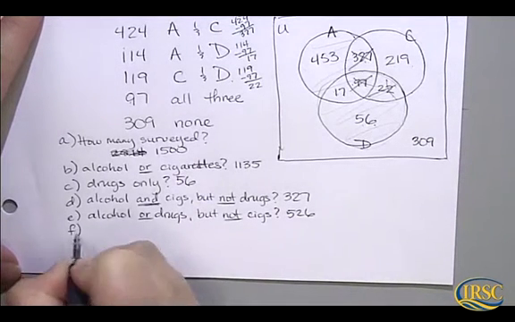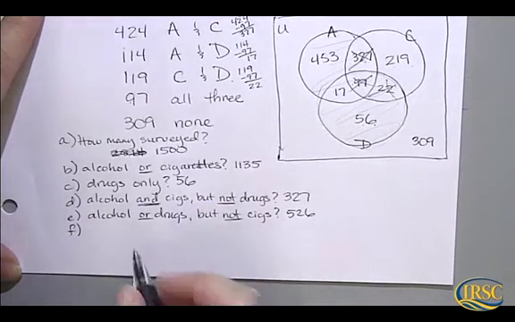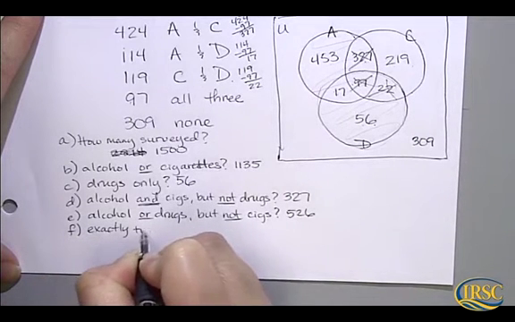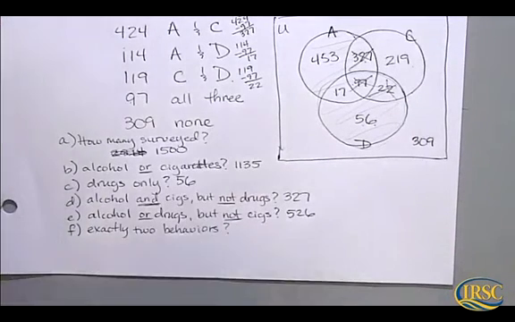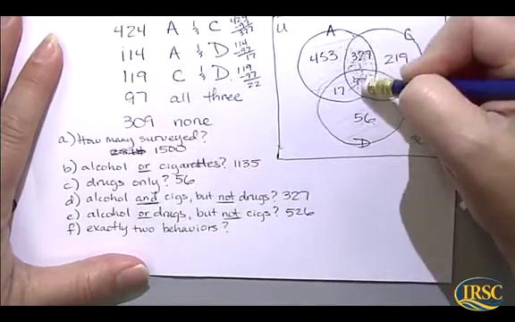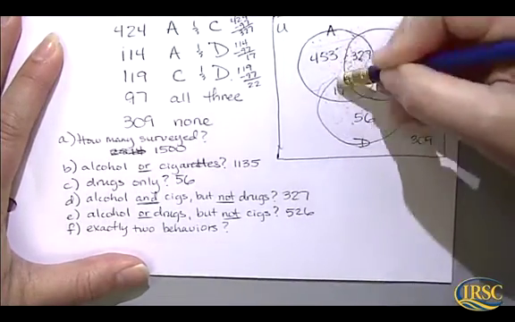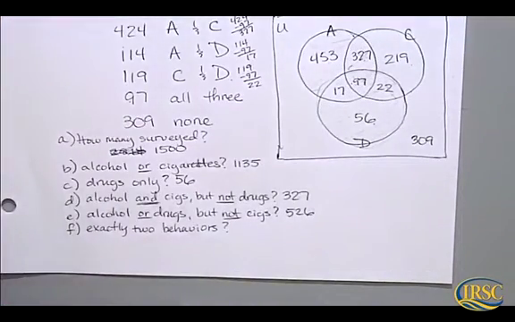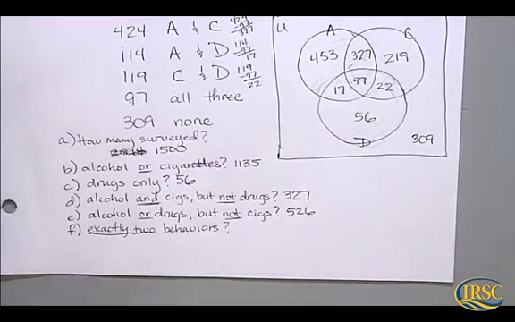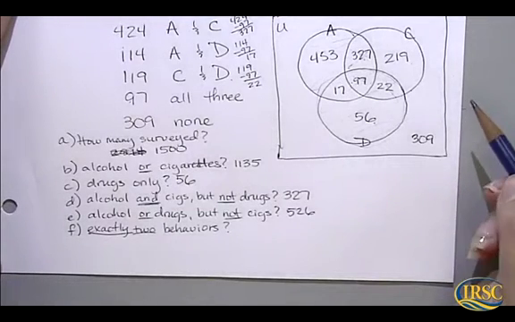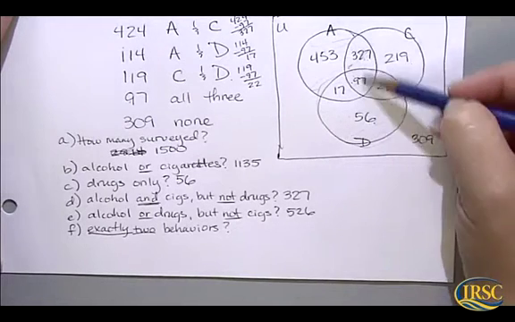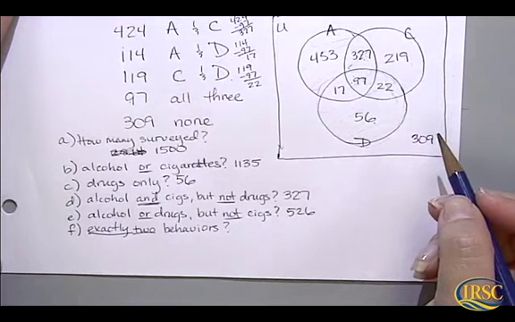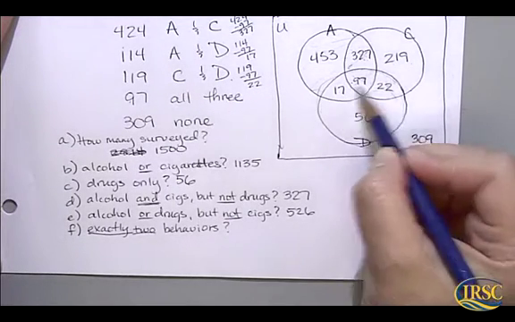Okay, F. How many engaged in exactly 2 of these behaviors? Okay, so let me erase what I did so far. And what's the key word? Exactly 2. So when you say all the intersections, A and B would include both of these numbers, and A and C would include both of these numbers, and so on. Jason? Right, so it would be all the intersection points besides the middle.